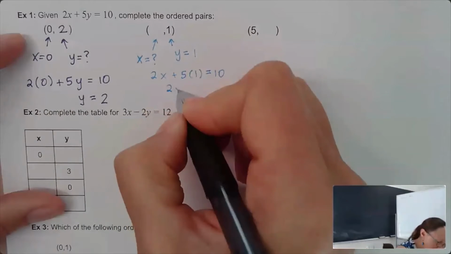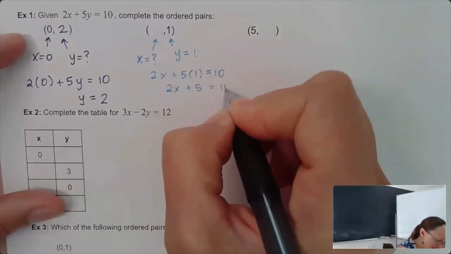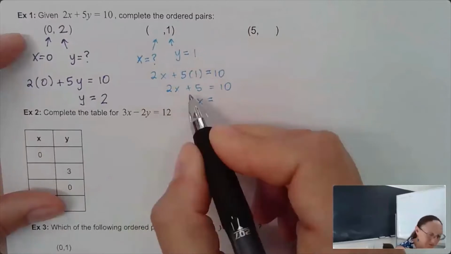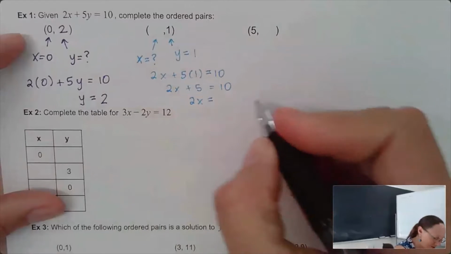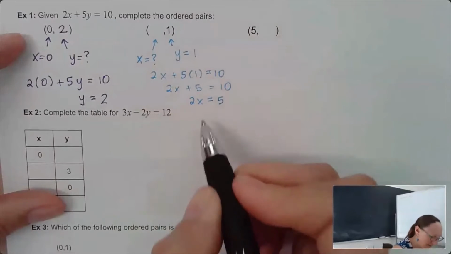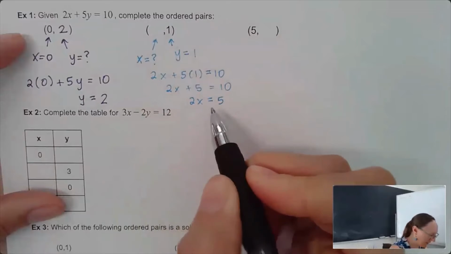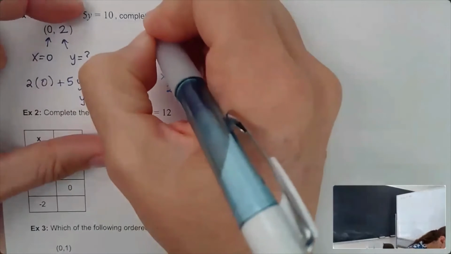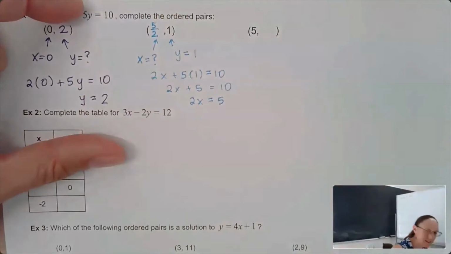Or 2X plus 5 is equal to 10, which means 2X is equal to, if I subtract 5 from both sides, I've got 2X is equal to 5. And that means my X value should be 5 divided by 2. And I think my pen is running out of ink, so let me try a different one. This is going to be 5 divided by 2.